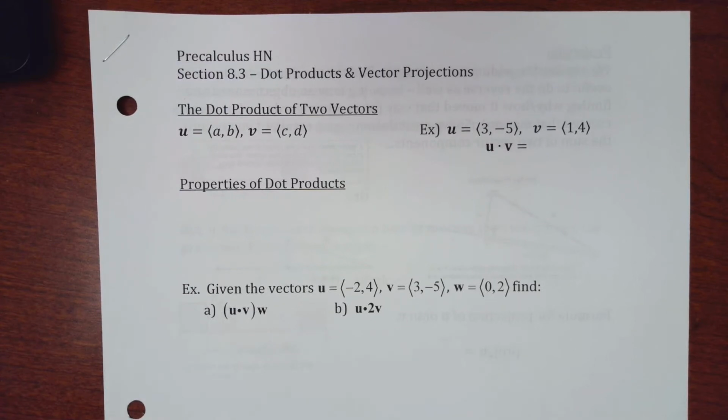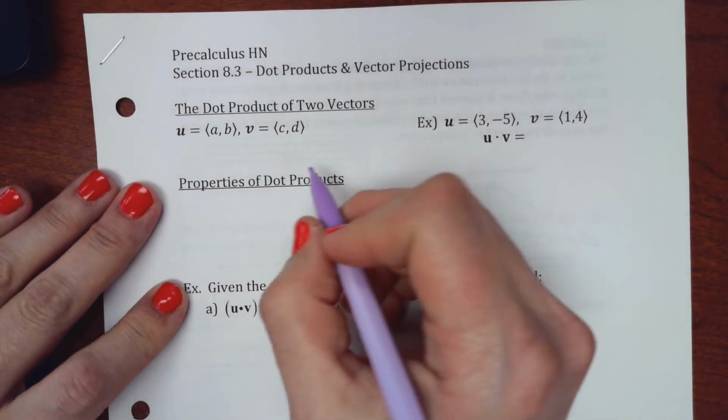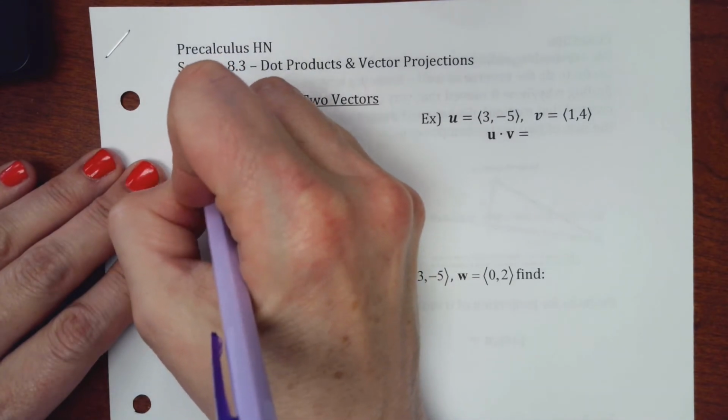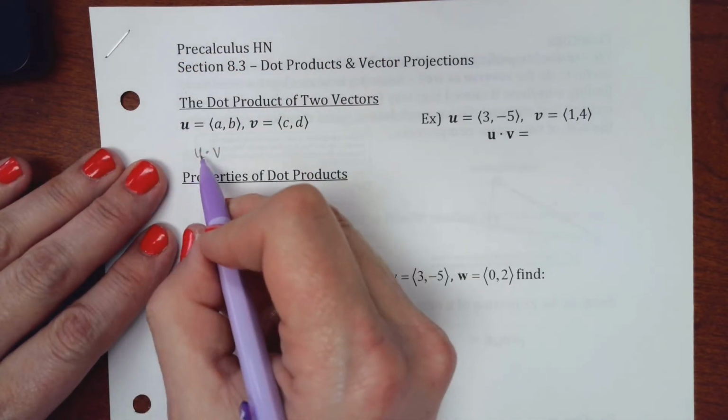Alright, so in section 8.3 you have to learn about dot products. A dot product is also called a scalar product at times, but this is how it goes. When you want to do the dot product of two vectors, so let's say I was doing u dot v, it's important to notice that it's a dot.